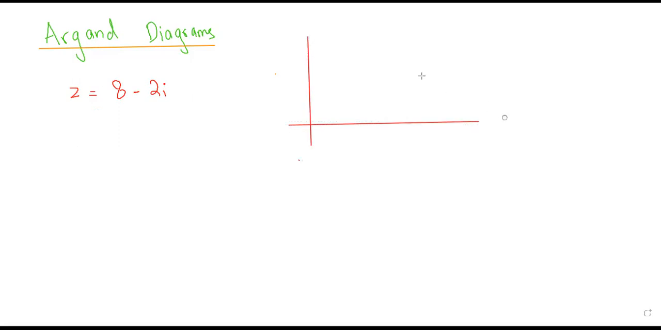It would be a point only. This is the imaginary axis. This is the real axis. It would be a point only where the real coordinate is 8 and the imaginary coordinate is minus 2. So this is minus 2 and let's say this is 8. So this is going to be the complex number z equals 8 minus 2 iota. Any confusions with this? Okay, very good. Now this is the representation in this form.